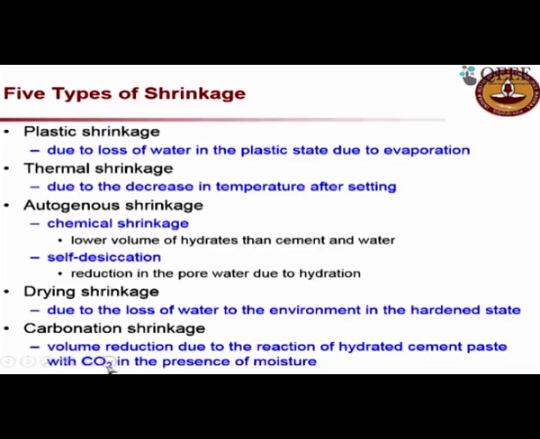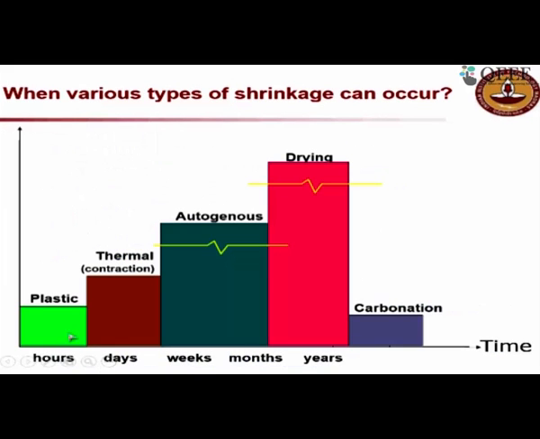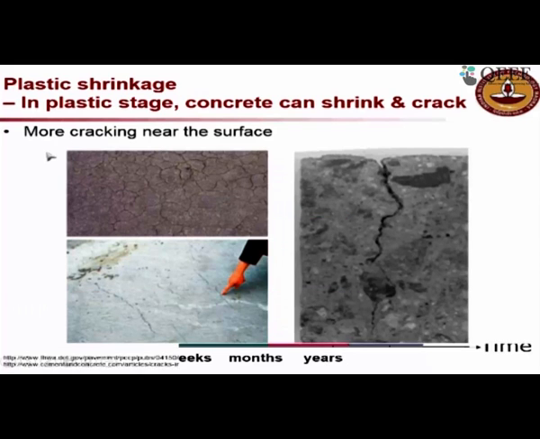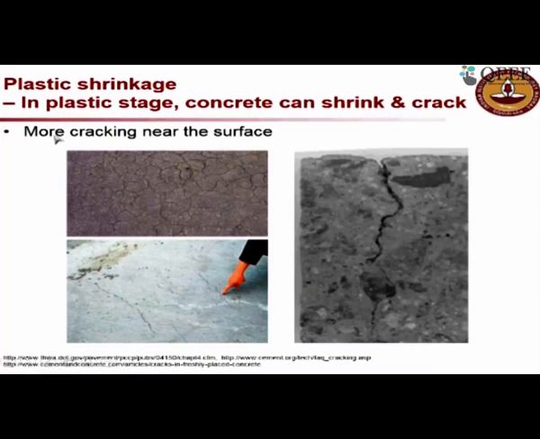What it is, basically there is a reaction between the carbon dioxide and the products, which occupies the space available in the concrete and eventually leads to shrinkage. So this again, just one more look: plastic shrinkage, thermal contraction, autogenous, drying and carbonation shrinkage. And this shows a typical time when these types of shrinkage can happen: hours, days, weeks, months, years, etc. Okay. Now, I'll show some examples of these different types of shrinkages and then some mechanisms happening.